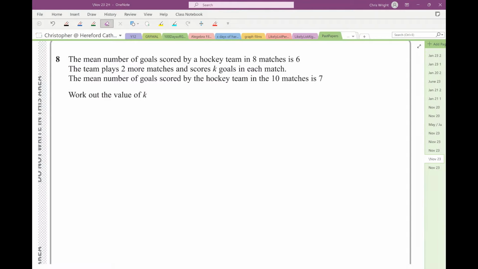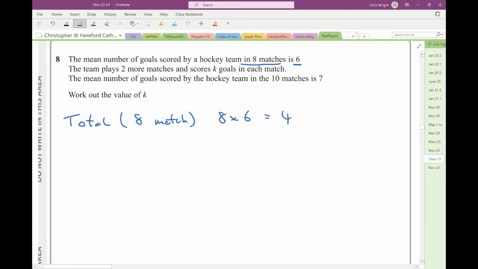Question number 8. The mean number of goals scored by a hockey team in 8 matches is 6. Just a minute. This is all about knowing that you can work out the total number of goals scored, isn't it? Because the total in those 8 matches is 8 times 6. They scored a total of 48 goals in those 8 matches. The team plays 2 more matches and scores K goals in each match. So now they must have played 10 matches, mustn't they?